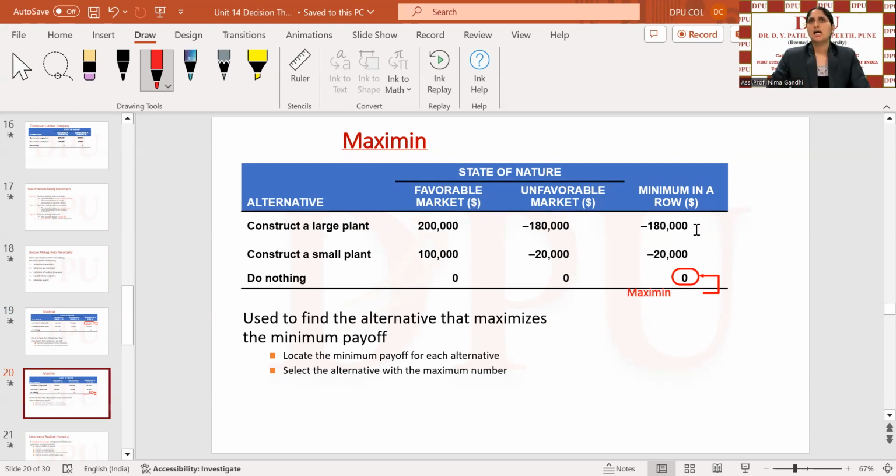So there is a chance that you will lose $1,80,000. There is a chance that here you will lose $20,000. And only this is the alternative where surely you are not losing anything. So you will play safely. You will not invest in construction of the plant and you will not launch any of the new product. So this is the maximin criteria.